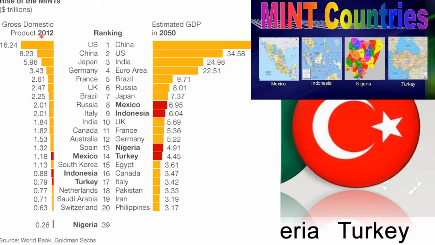If we look at GDP in 2012, we can see that Mexico is the 14th, Indonesia 16th, Turkey 17th, and Nigeria 39th largest economy. Why they're so important is that in terms of estimated GDP by 2050, all these countries will have moved into the top 15. So there is a second wave of countries behind Brazil, Russia, India, China that are going to become increasingly important for the global economy. So we've got the BRICS and the MINT countries.